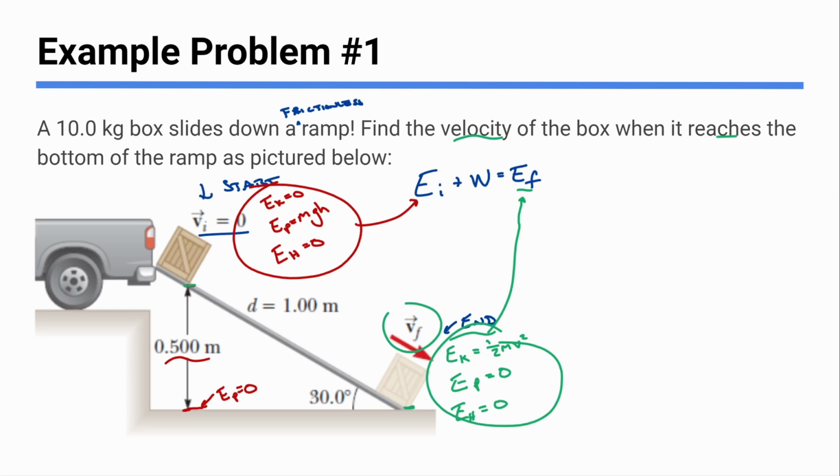So that's the idea. You look at what's happening at the beginning, figure out your total energy, look at the end, figure out your total energy. This example and the examples we're going to do here for our intro, it's just one object.